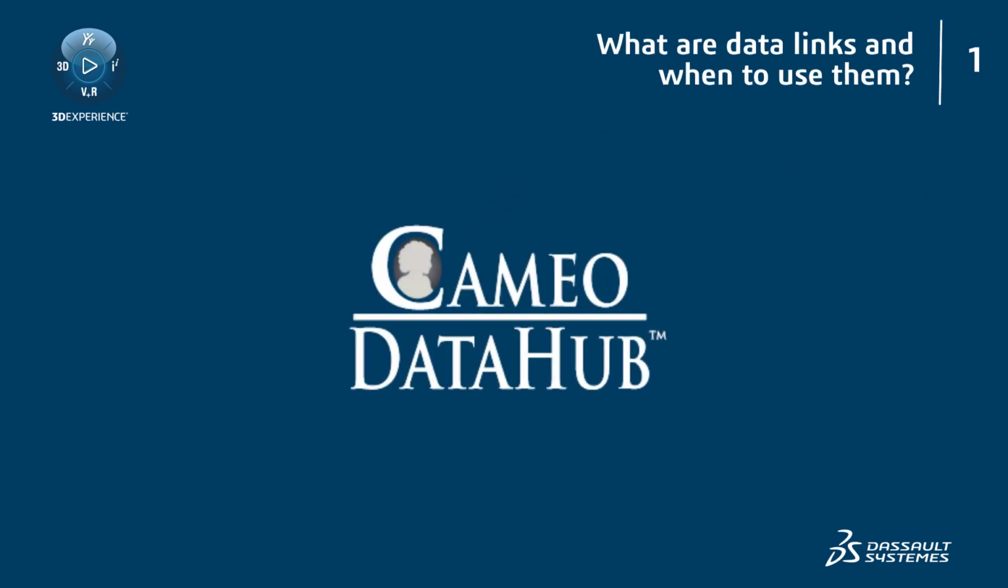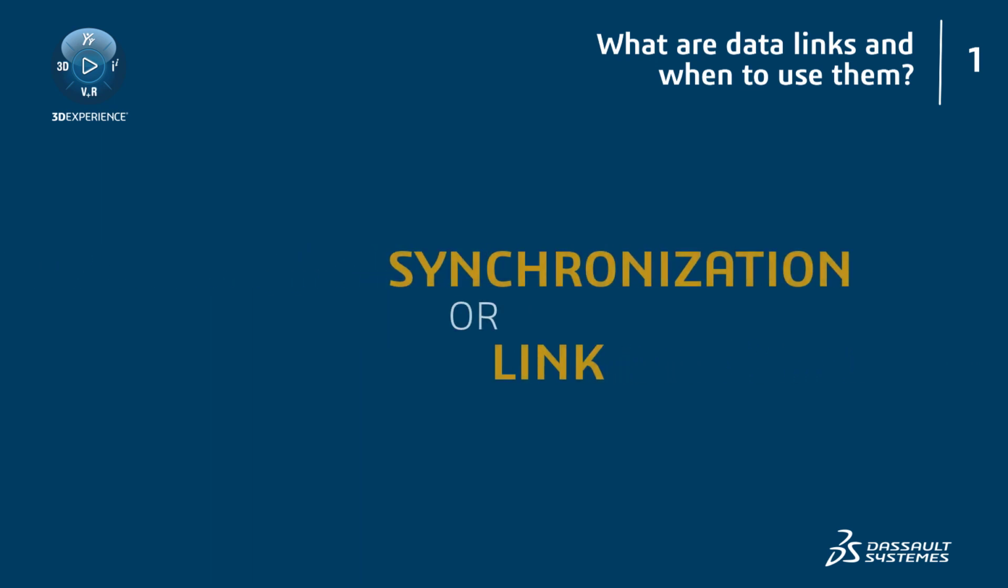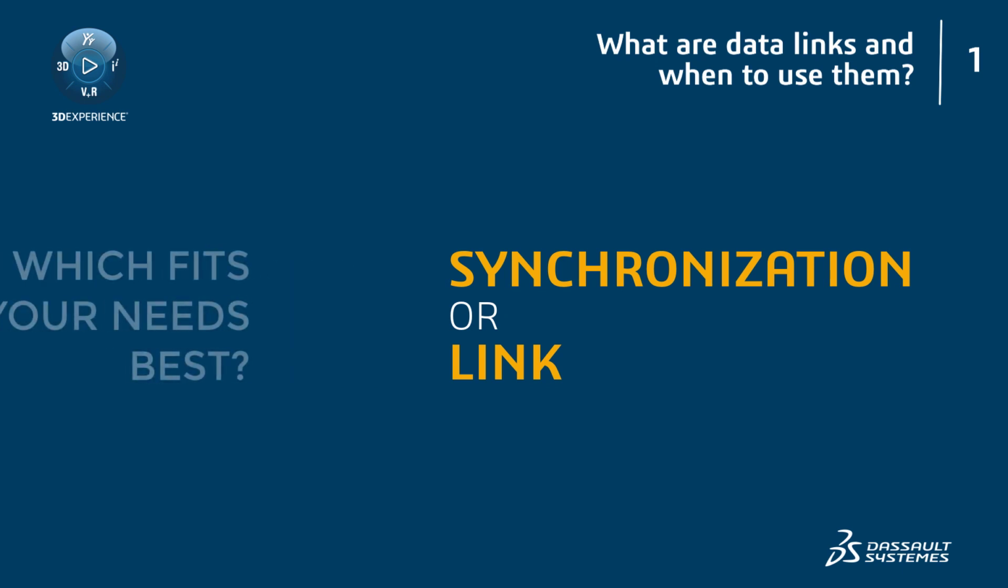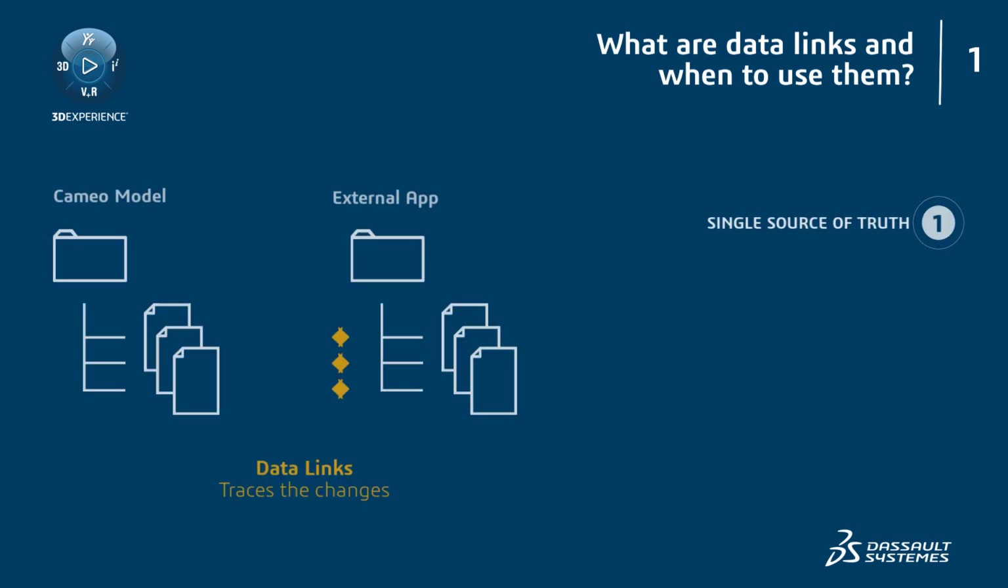Cameo DataHub, the framework we developed and used to bring external data to a model, supports different types of requirement management scenarios based on selected data transformation or data linking approaches to support data synchronization and traceability. But how do we decide which requirement management method to use?